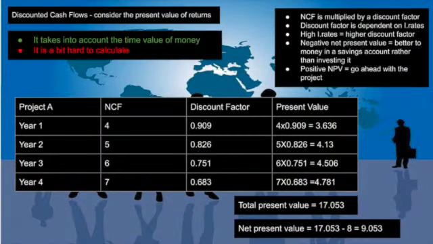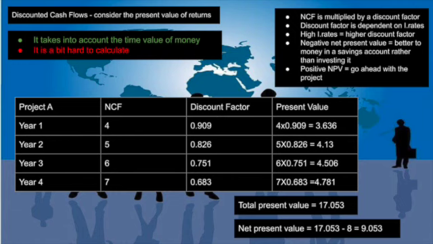And the last one is the discounted cash flows, and these consider the present value of returns. Now, before we start, just look in the top right. I want to go through this quickly. The net cash flow is multiplied by a discount factor, and a discount factor is dependent on the interest rates. High interest rates means higher discount factor. And a negative net present value means it's better to put money in a savings account rather than invest in it. And a positive net present value is good for going ahead with the project. Just take that into account, because now we're going to go into an example, as you can see here, and you'll have a better understanding.